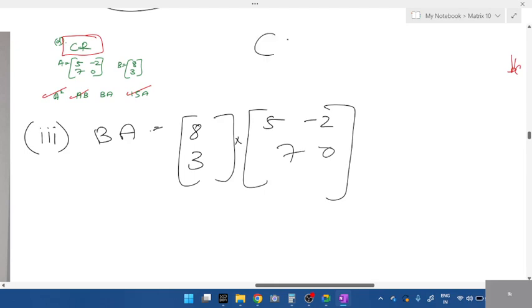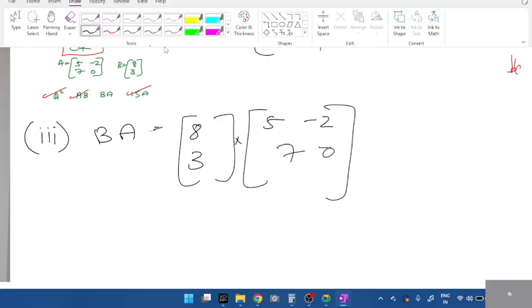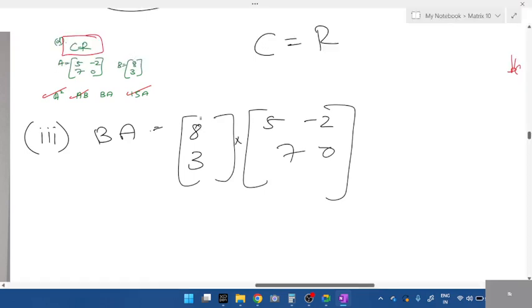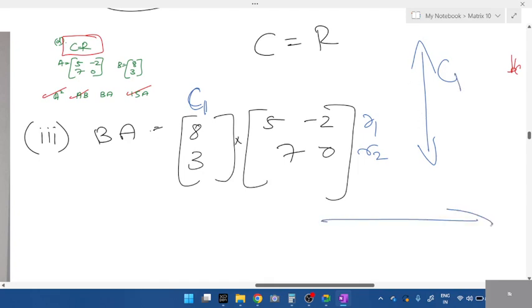The rule I told you all, C should be equal to R. How many columns are there? In the first matrix, there's only one column. How many rows are there? Two rows. Are they equal? No. So rows should be seen in the horizontal way. See, this is column, students. Sorry, column should be seen in vertical. We call this vertical manner. Row is seen in the horizontal manner, horizontal direction.